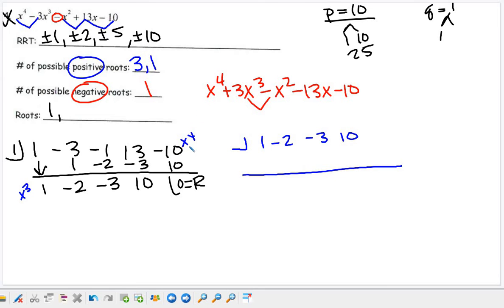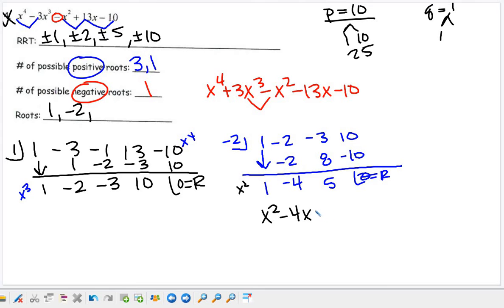So I'm going to pick negative 2. So multiply, add, multiply, add, multiply. Hallelujah. Okay, so my next root is negative 2. So now this is a quadratic, so I'm going to write it as a quadratic.